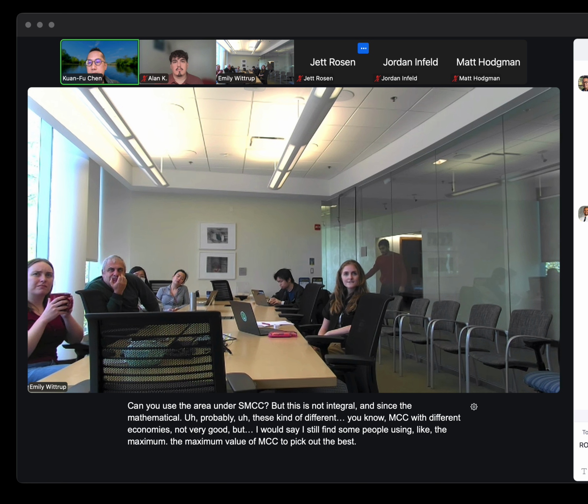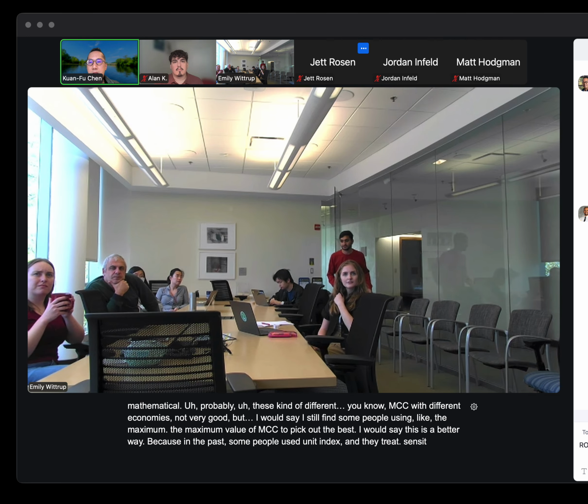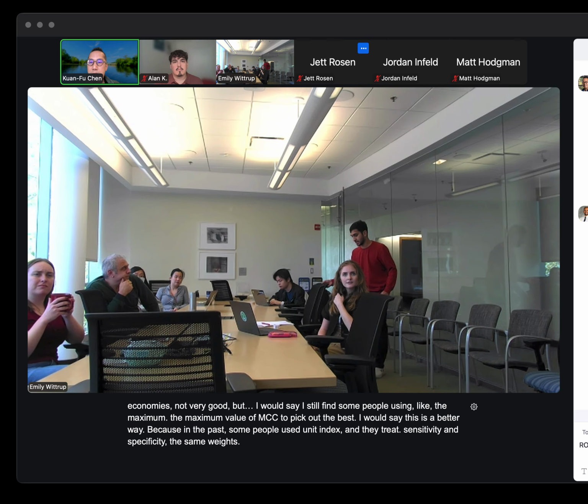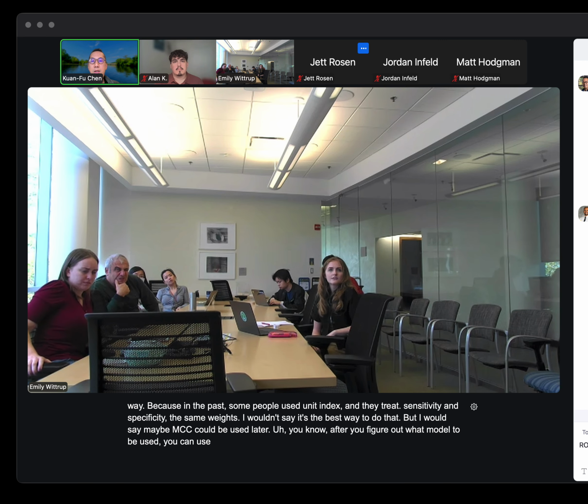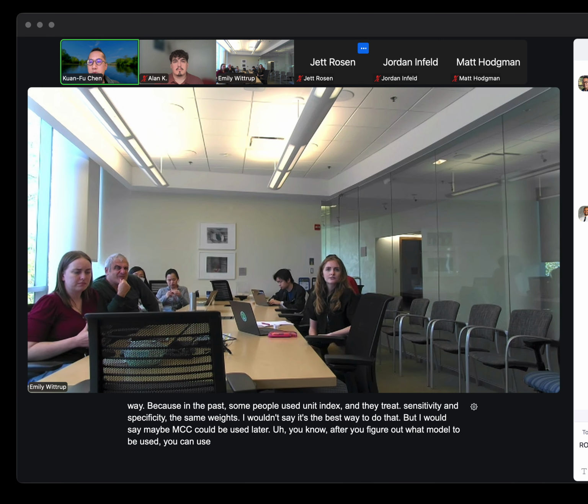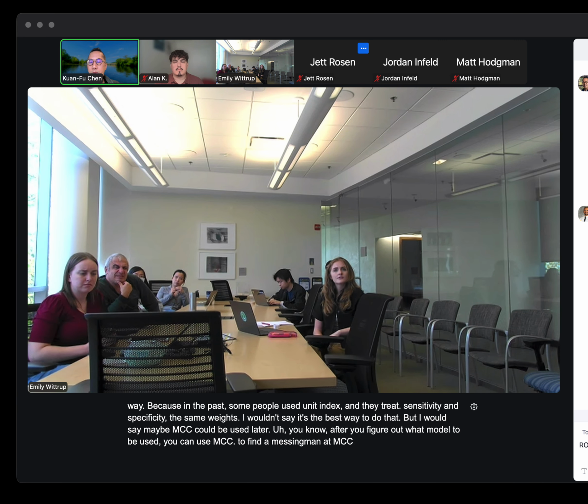I would say this is a better way, because in the past some people used the Youden index and treated sensitivity and specificity with the same weights. I wouldn't say that's the best way, but maybe MCC could be used later. After you figure out what model to use, you can find the maximum MCC and then find the best threshold for that model. That's what I think.